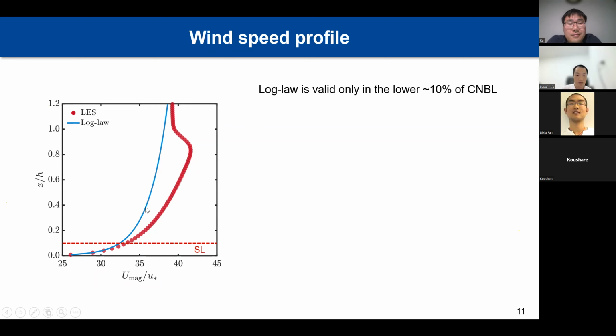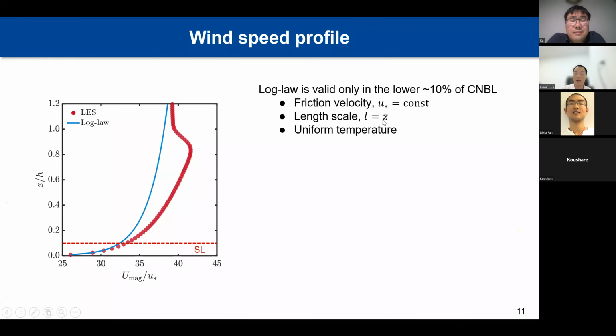Why doesn't the log law work well above the surface layer? We think it's because of these assumptions, and because we assume the momentum flux is constant throughout the whole boundary layer. Of course, that's not true, because it is only an approximation inside the surface layer. And we also assume the length scale in the whole boundary layer is the coordinate.